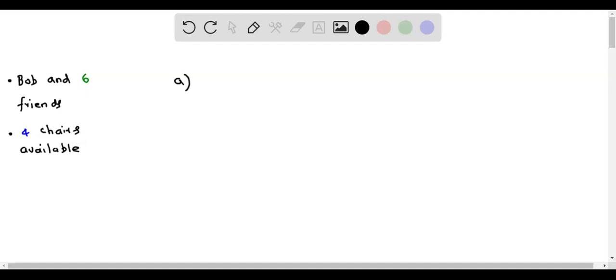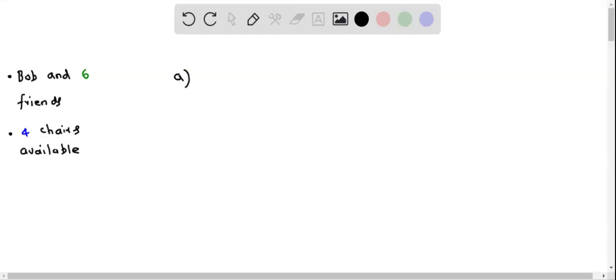In part A, we determine the number of ways the group can sit in the four chairs. So we have Bob and six friends. Therefore, there are actually seven persons who go to the restaurant, and there are only four chairs available. So let's put the chairs as this dashed line. This one represents the first chair, this one the second, this one the third, and this one the fourth.